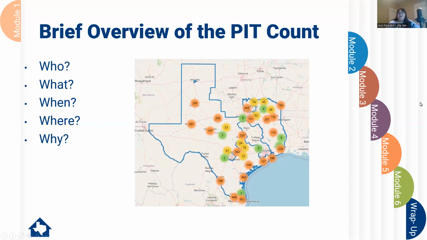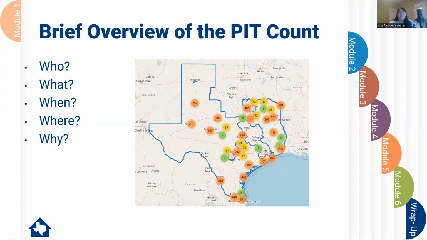So let's start off with just a quick brief overview of the point in time count, just to refresh our memories. So I have the who, what, when, where, and why of the point in time count. So the who, obviously, is individuals and families residing in unsheltered locations, not meant for human habitation, as well as individuals and families residing in sheltered locations. The what is the PIT count. Of course, it aims to provide a snapshot of the individuals and families experiencing homelessness in a geographical area over the course of one night. When is the last 10 nights in January?